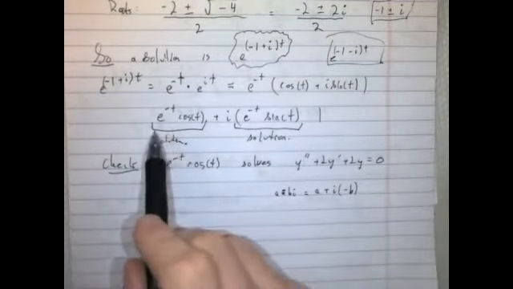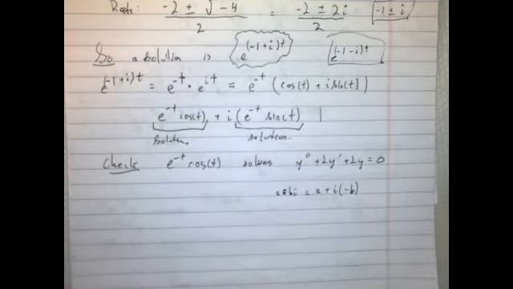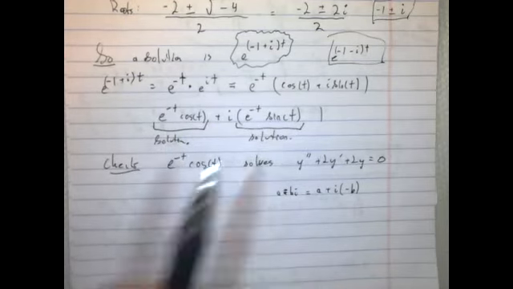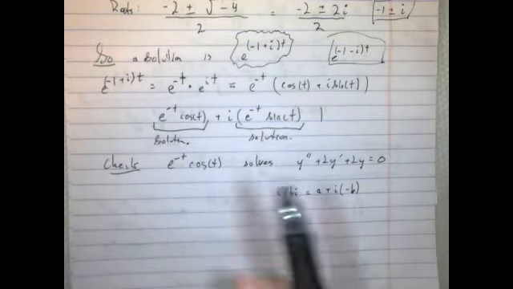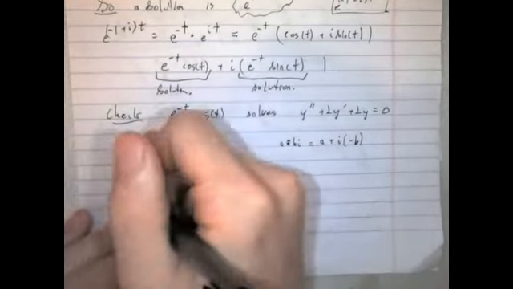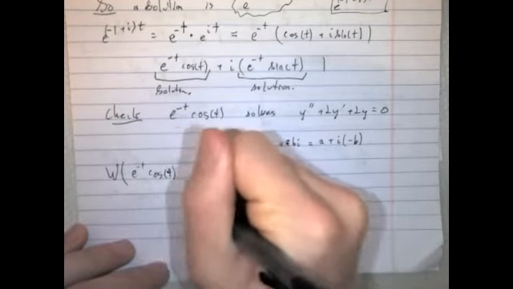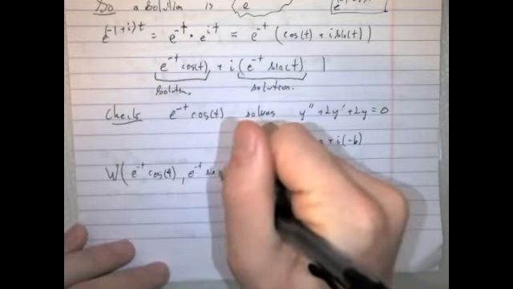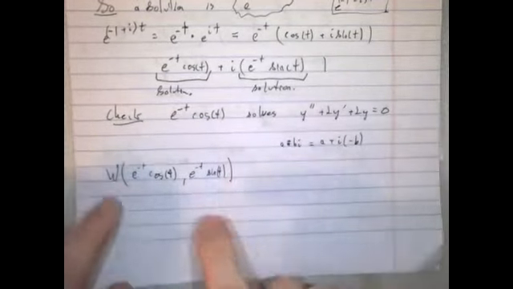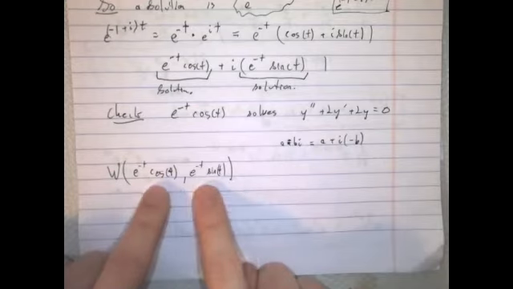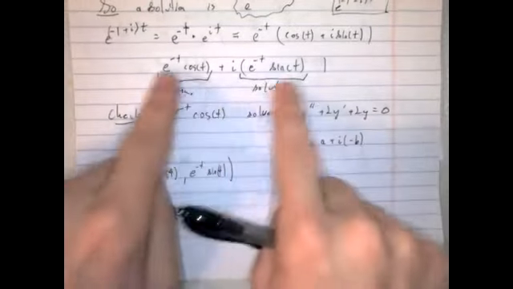The next question is, can I build the general solution from these two real solutions? What should I check to determine whether the general solution can be written in terms of these two? Linear independence. So in particular, I need to check the Wronskian W of e to the negative t cosine of t and e to the negative t sine of t. Once I check that the determinant of the Wronskian of these two functions is not everywhere zero, then the whole family can be built out of these two. So this is something that I can check alongside.